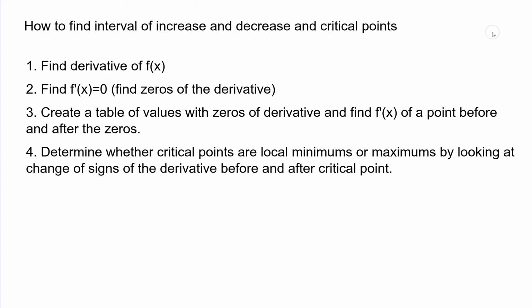The next step is to create a table of values with the zeros found, and then find f prime of x at a point before and after these critical points. In the end, we determine whether the critical points are local minimums or maximums by looking at the change of signs of the derivative before and after the critical point. If it goes from negative to positive, we know that it's a minimum. And if it goes from positive to negative, then we know it's a maximum.